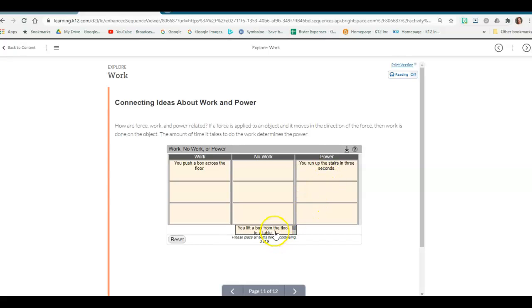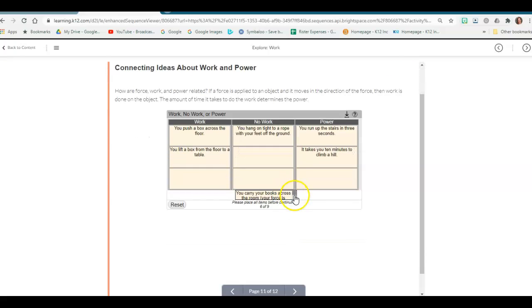You lift the box from the floor to the table. So it's moving. We have a distance. It takes you 10 minutes to climb a hill. And then you hang on tight to a rope with your feet off the ground. So we are not moving. You're hanging on to the rope. So really no work is being done. Carry your books across the room. Your force is upwards. So remember we read that earlier. No work is being done.